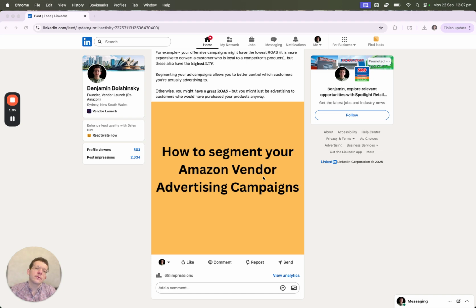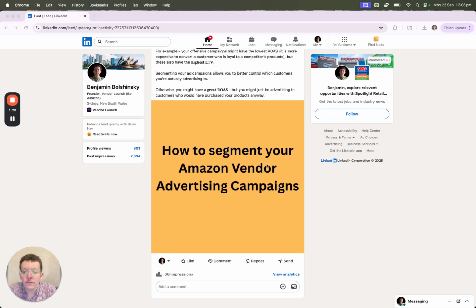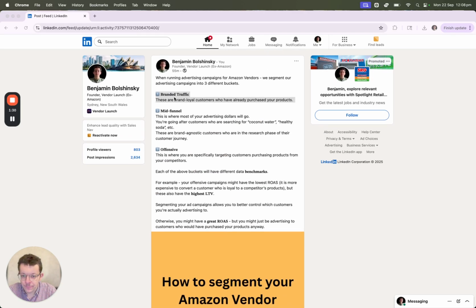These campaigns will have the highest return on ad spend because you're targeting customers who have already bought your product, right? The cost to acquire a customer who has already bought your product is the lowest it will be, because there's already this super high intent. They've already bought your product, so you don't have to target them excessively. And so these will have your highest return on ad spend. This is called your defensive campaigns, your branded traffic.